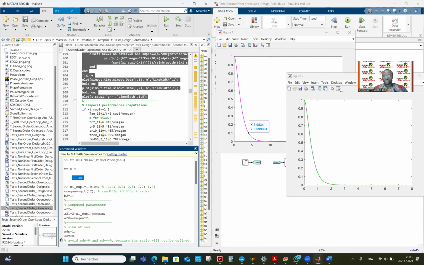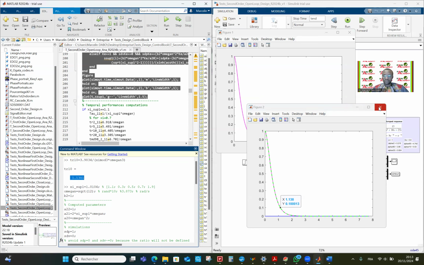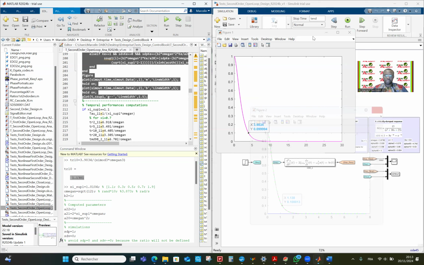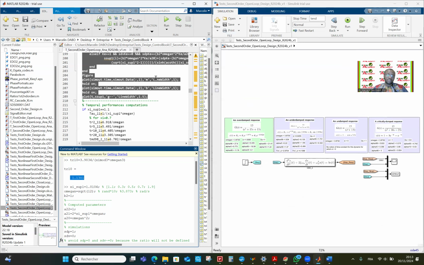Now let's go and check here. At 10%, what we have is 1.138, 1.138. So guys, I think that this is clear. It is the demonstration of the discoveries I have made to analyze any given dynamical system.